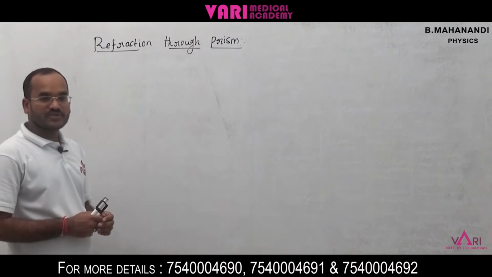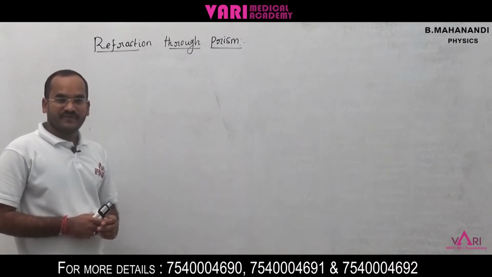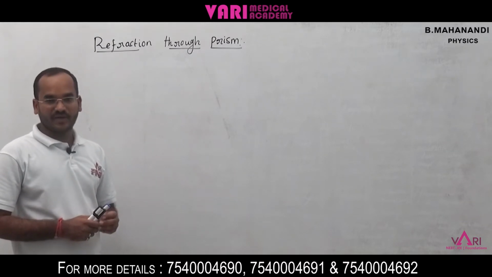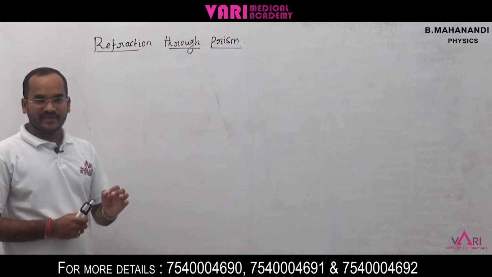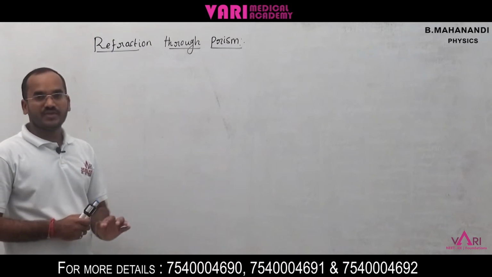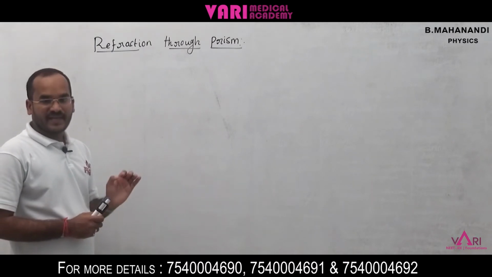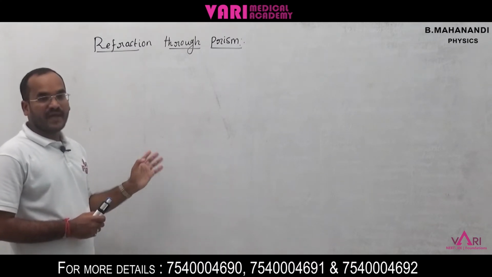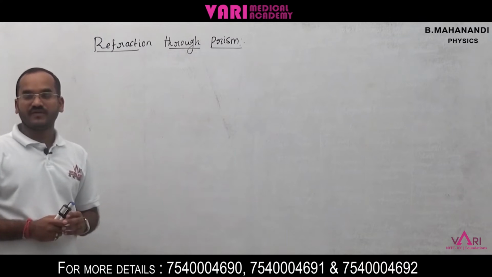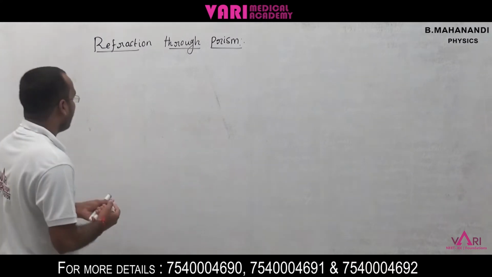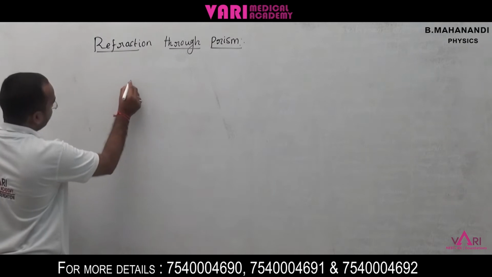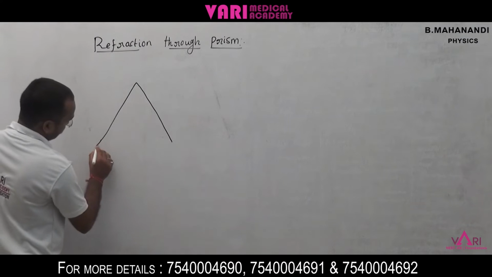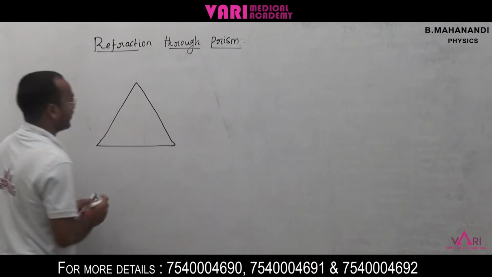For the two smooth surfaces, when the incident light ray enters from the rarer medium to the denser medium, what happens? When it enters from the denser medium to the rarer medium, what happens? How does the refraction angle change with the incident angle? Now, how can we find the angle of minimum deviation of the prism? I will take an equilateral triangular prism. This is an equilateral triangular prism.